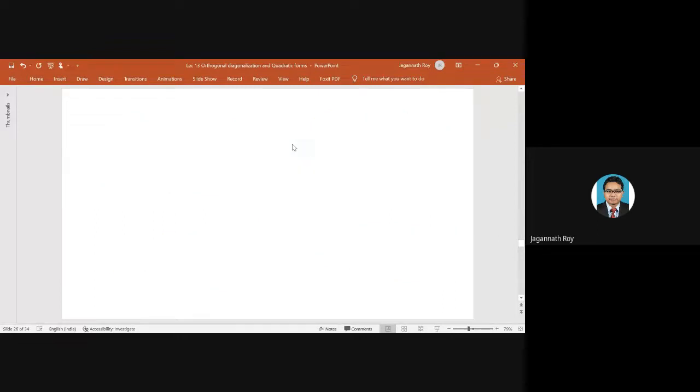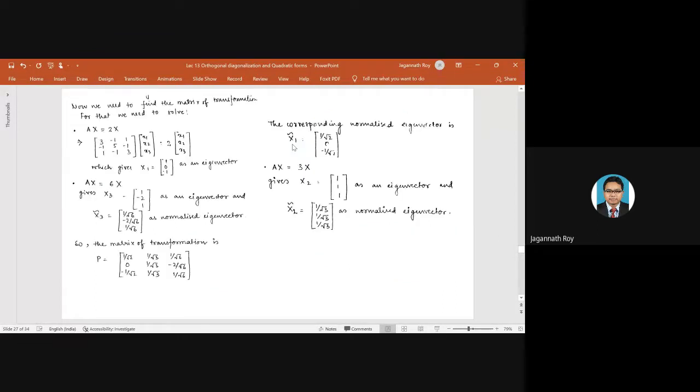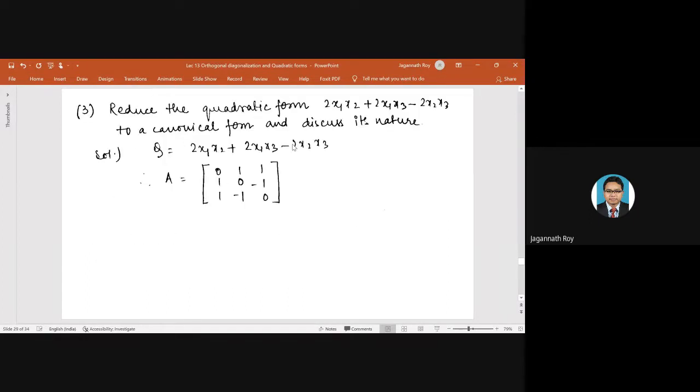Now there are some more examples for your practice. Reduce this quadratic form into its canonical form, and discuss the nature of Q. The nature of the quadratic form we will discuss in the next class.